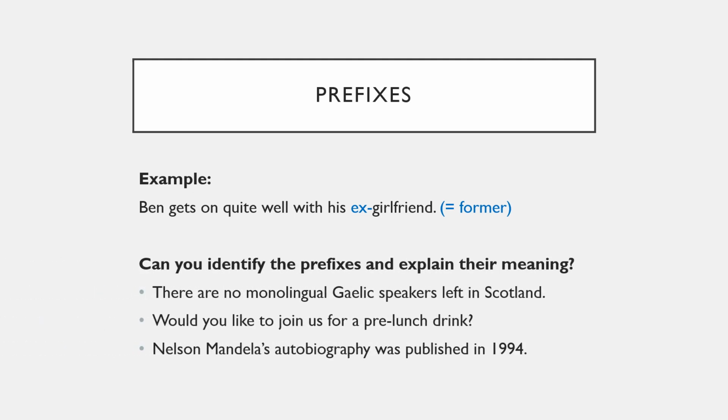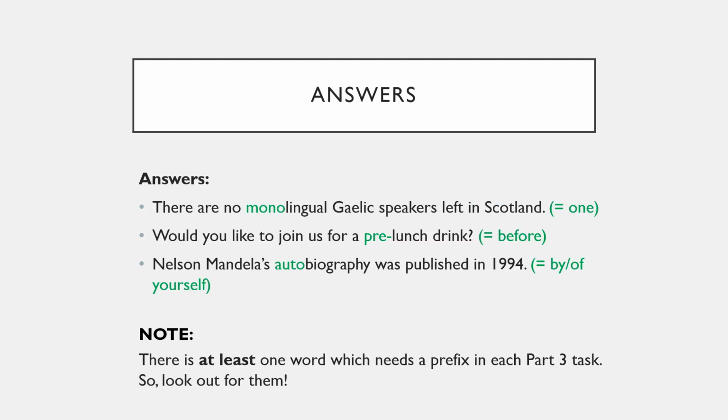Look at these 3 sentences. Try to identify the prefix in each sentence and explain what it means. Pause the video and press play when you're ready to check the answers. Okay, now let's check the answers. As you probably know, mono means one, so monolingual is an adjective to describe a person who only speaks one language. Pre means before, and auto means by or of yourself. So an autobiography is a book about your life written by yourself.